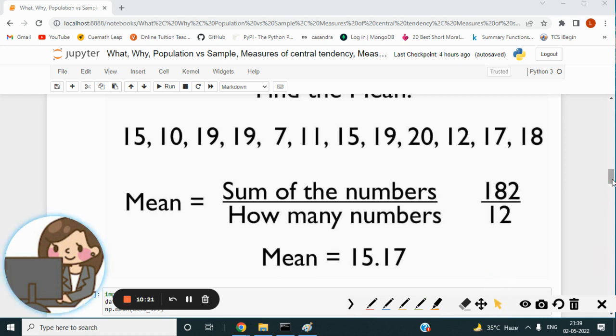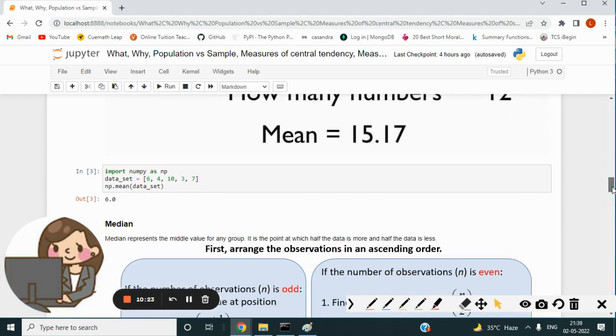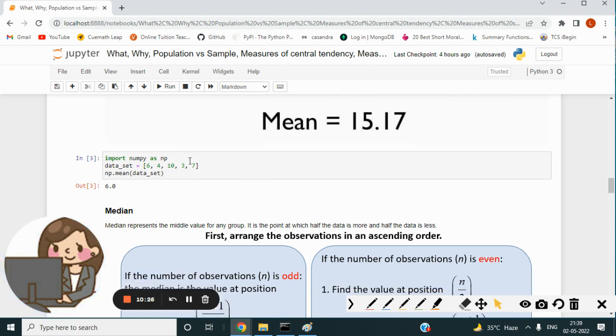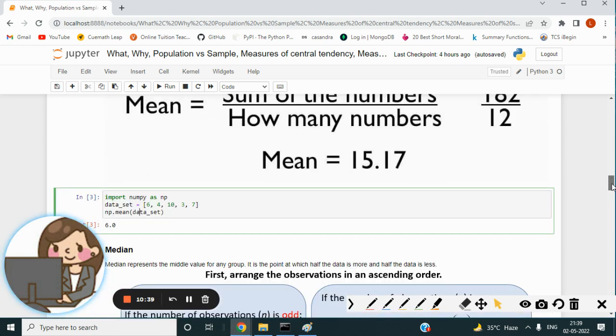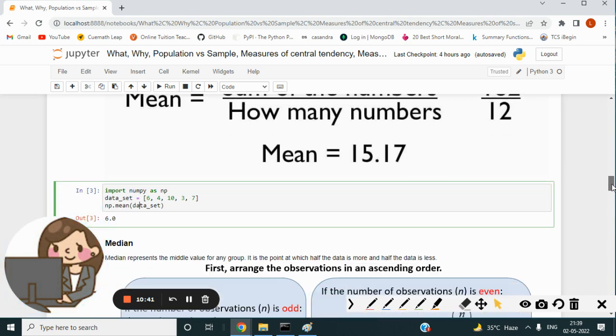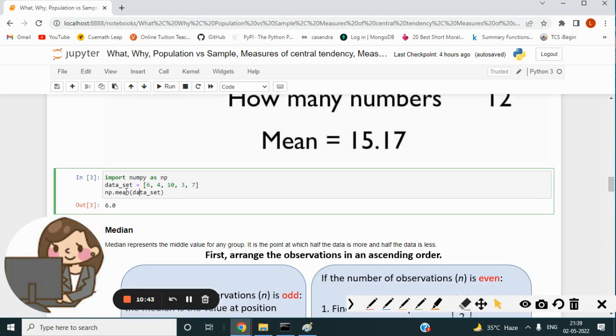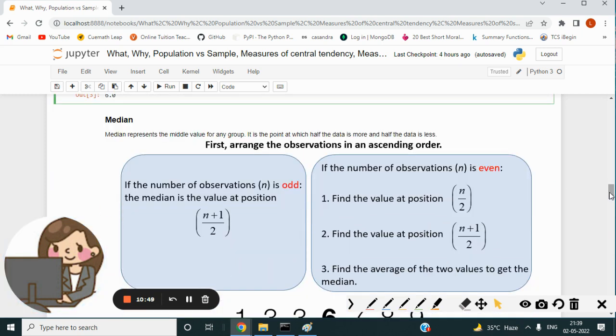But in the case of Python, we don't have to do this calculation. What you can do is import the NumPy library, import numpy as np, then np.mean, and pass the data set you have. It will give us the mean. Here I have given some random set of numbers, and I got the output as 6.